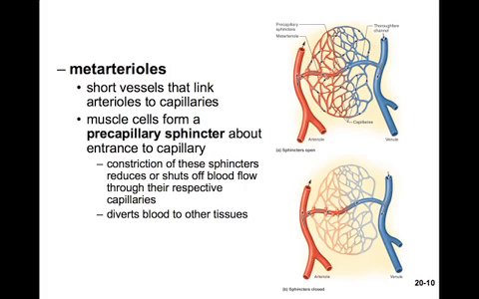Meta-arterioles are very short vessels that link the arterioles to the capillaries. The meta-arterioles often have precapillary sphincters at the entrance to the capillaries. These sphincters are made of muscle cells, and they reduce or shut off blood flow to their respective capillaries when blood is not needed in that region, so we can divert it to other tissues.